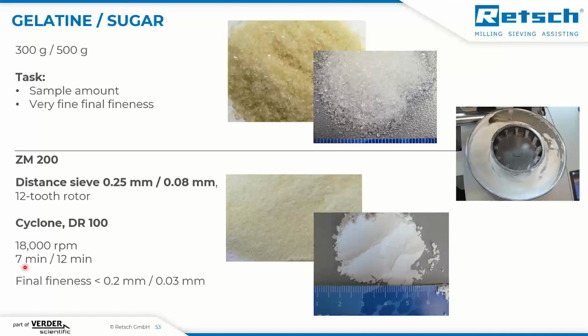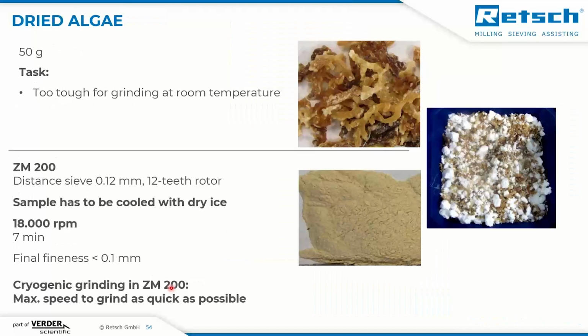And we need a little bit of time, so we put the sample or pour the sample slowly into the machine, but at maximum speed to really force it through this very fine sieve. And in the case of the sugar, we got 30 micron particles here. Cryogenic grinding can be done.